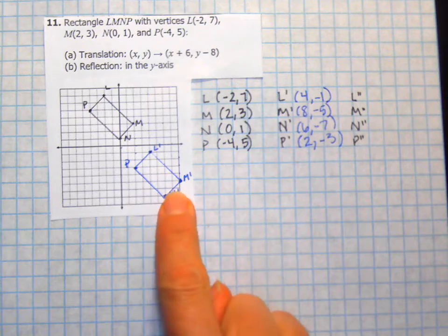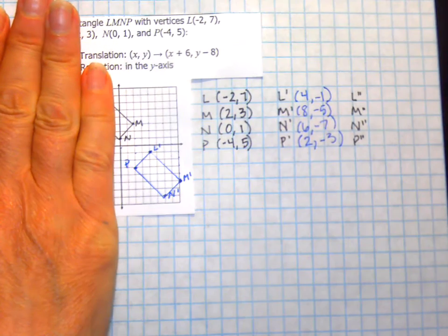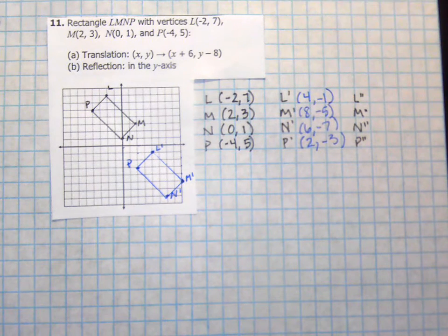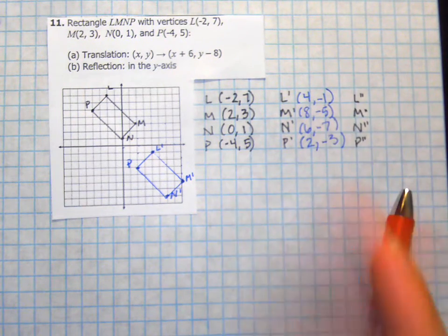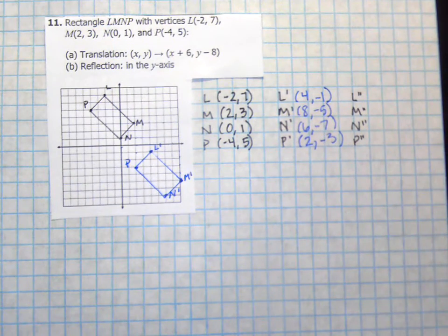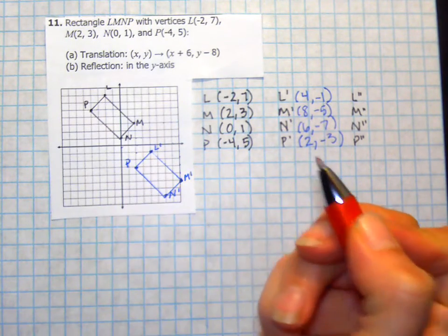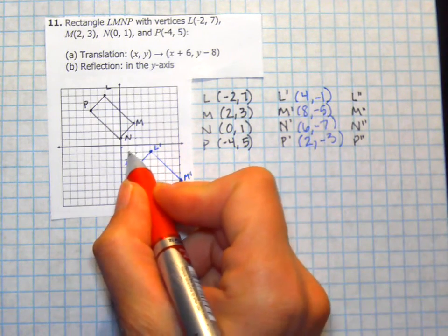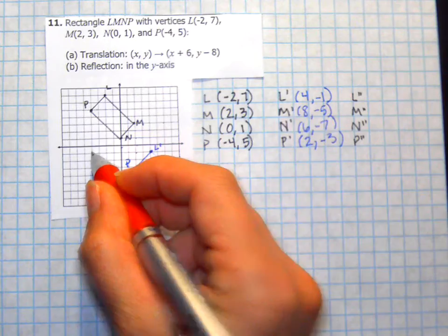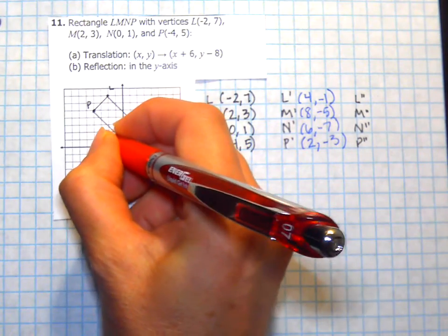Now I have to take this one and reflect it over the y-axis. So I'm going to give you a minute, and in the Nearpod, I want you to tell me what direction the rectangle is going to move now. All right, let's see if you're correct. When I reflect across the y-axis, I'm going from over here to over here. And I can just count. My first point L is 1, 2, 3, 4 to the right of the y-axis, so I have to go 1, 2, 3, 4 to the left. That's L double prime.